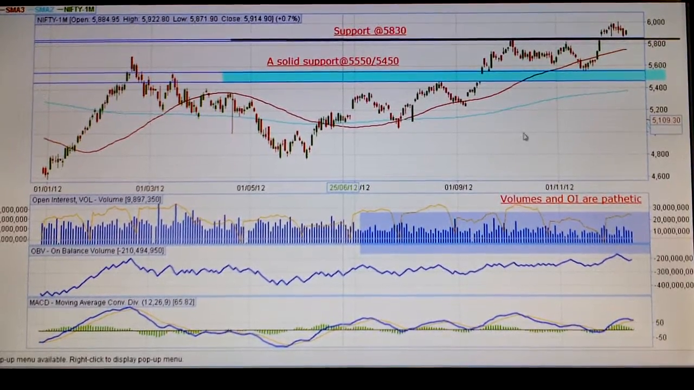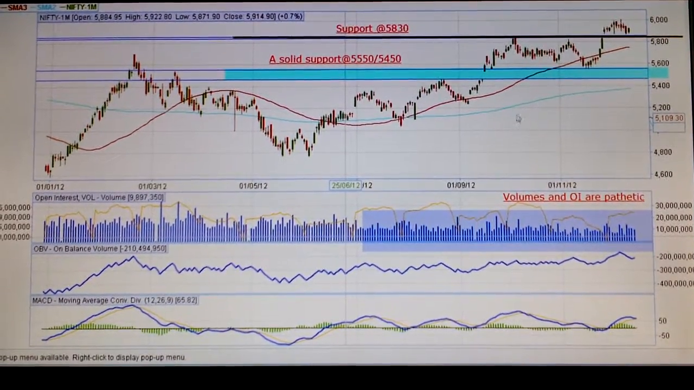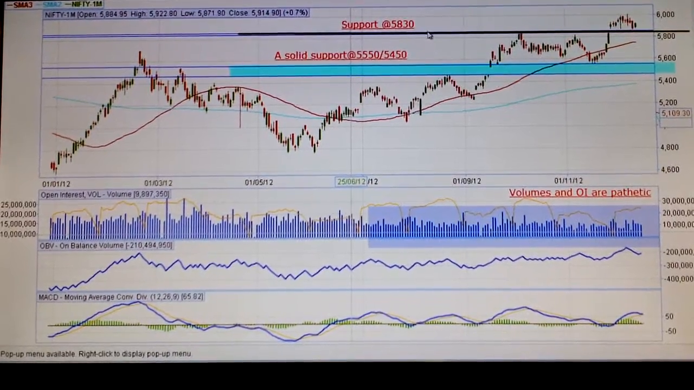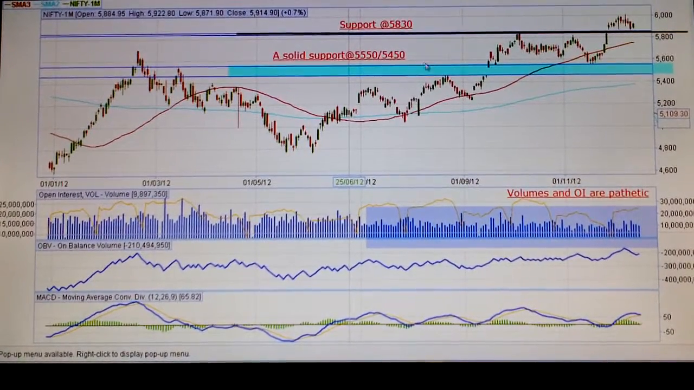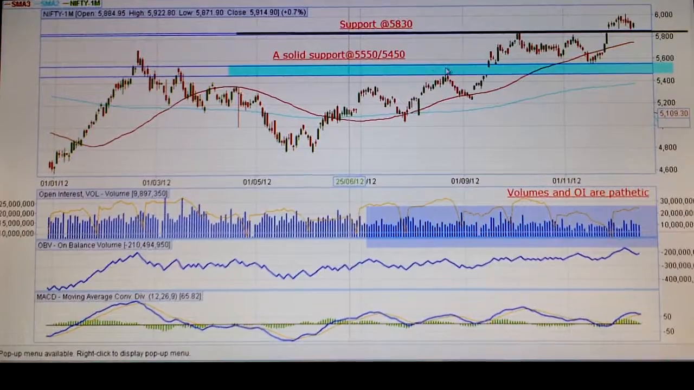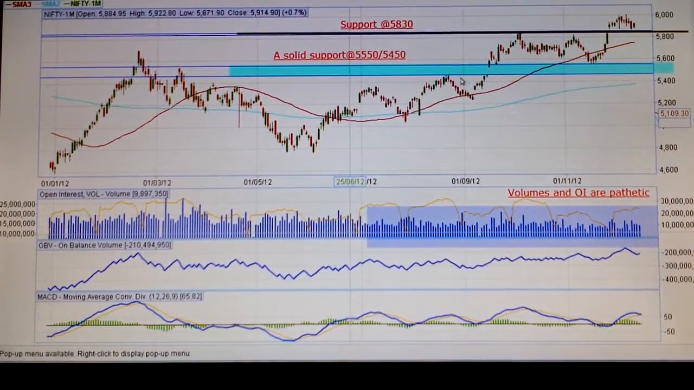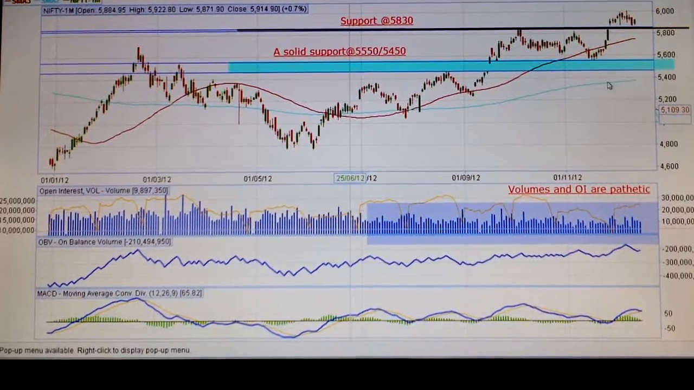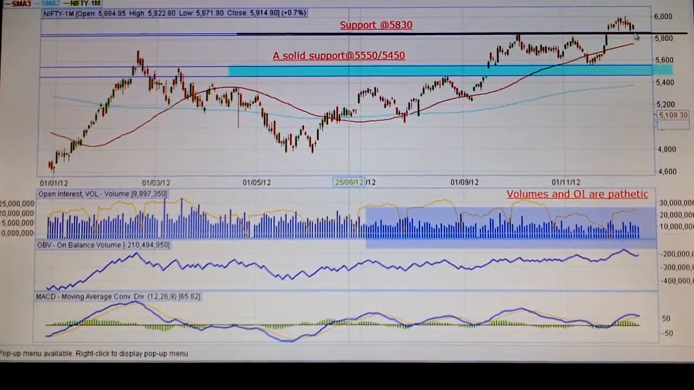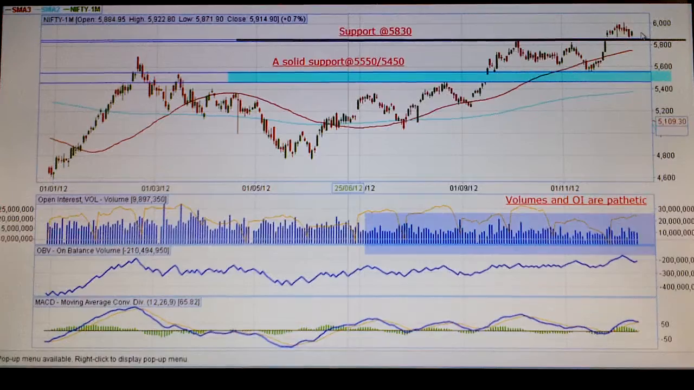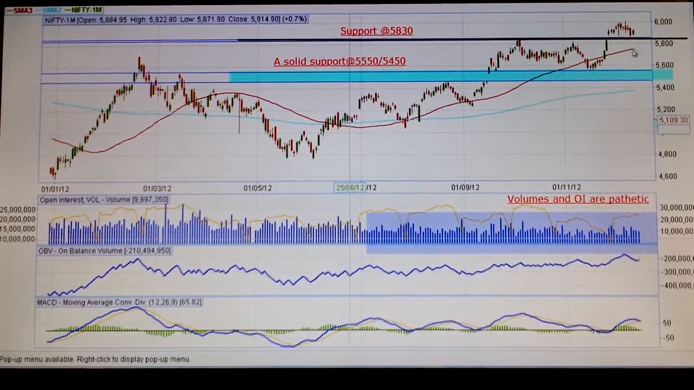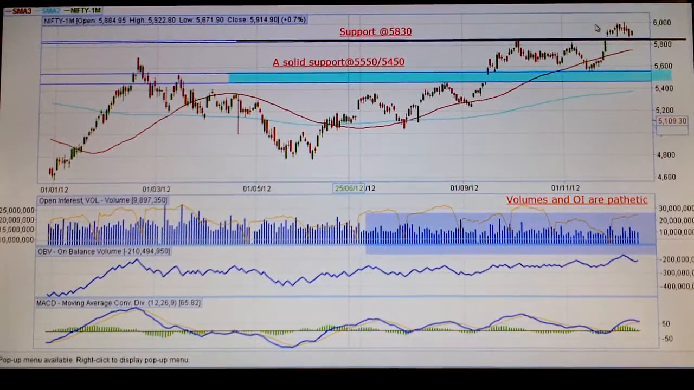So we can have a long bias with a serious stop at 5830. Those who are less aggressive, or those who have a positional view on Nifty, can think of a stop loss somewhere in the region of 5450, 5500, 5550. Below that they can put a stop loss. Till the time Nifty shows anything else, what we can think about is that Nifty's journey is towards its previous high of 6300 and plus.